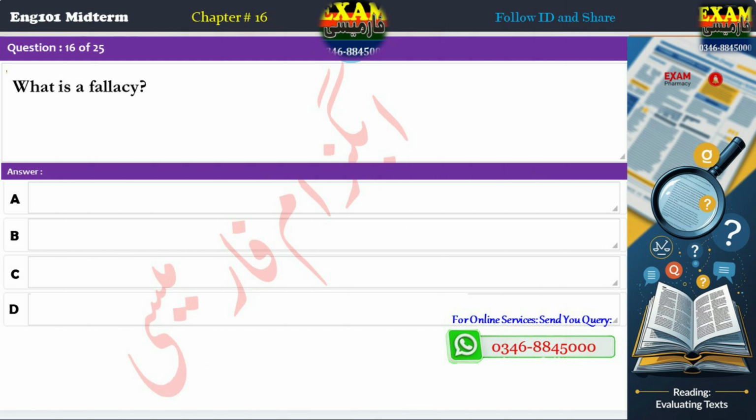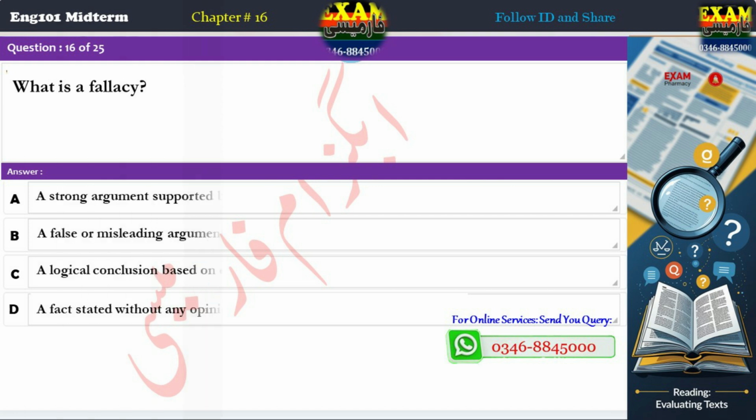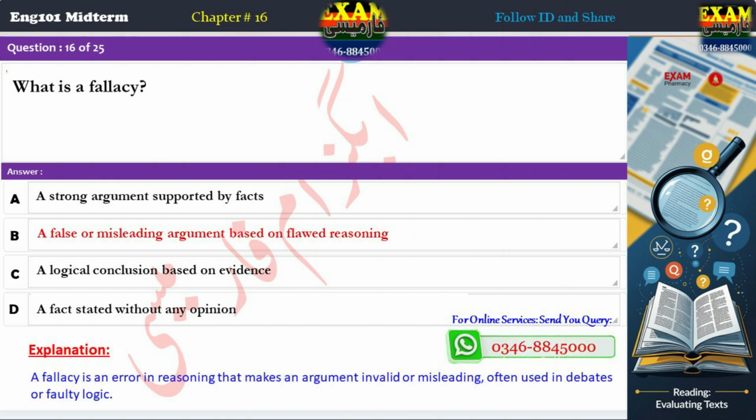Question 16. What is a fallacy? A. A strong argument supported by facts. B. A false or misleading argument based on flawed reasoning. C. A logical conclusion based on evidence. D. A fact stated without any opinion. Correct answer, B. A false or misleading argument based on flawed reasoning.